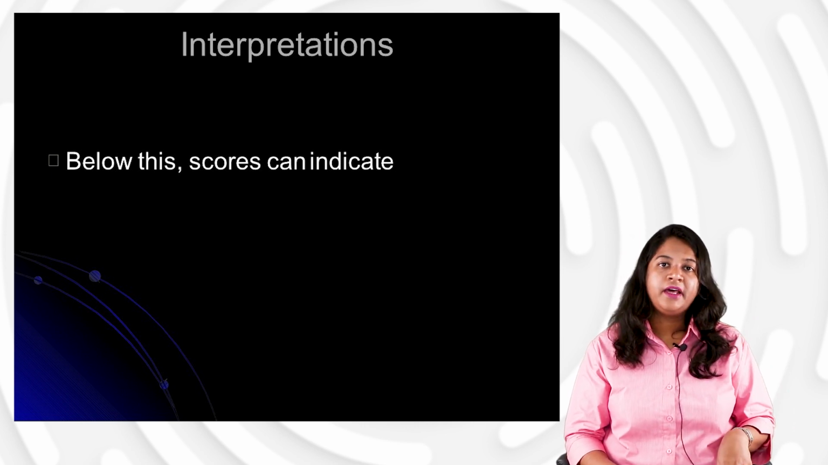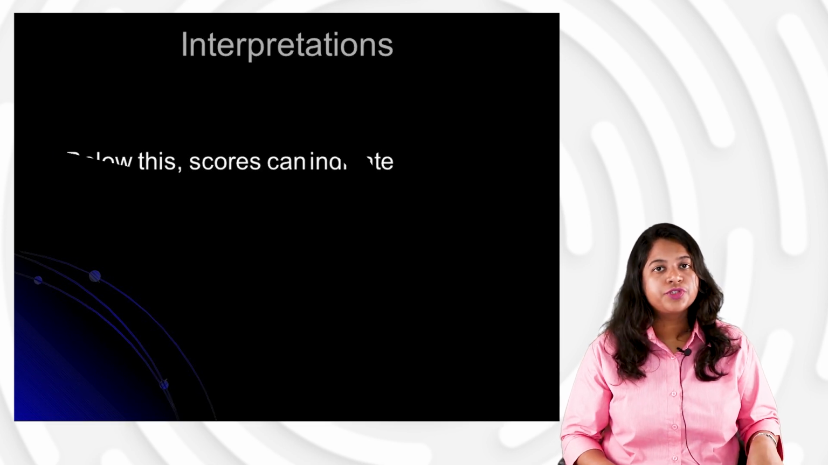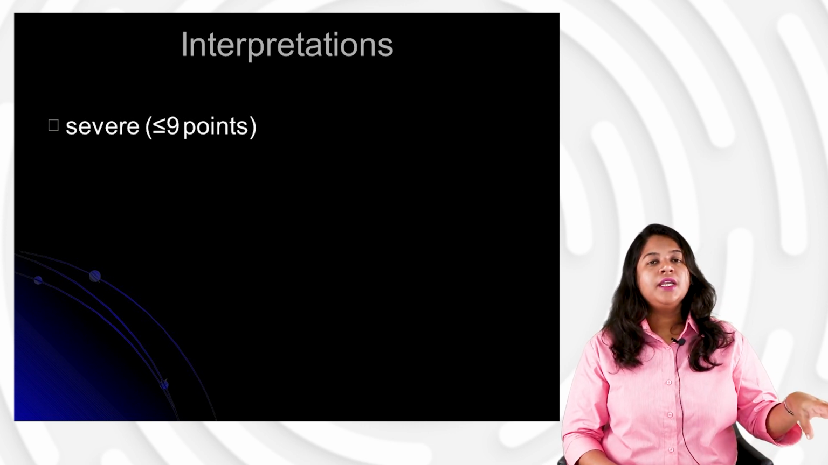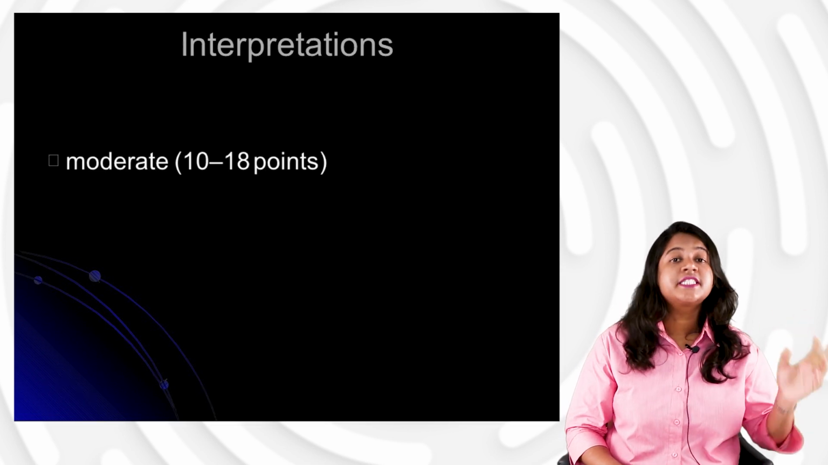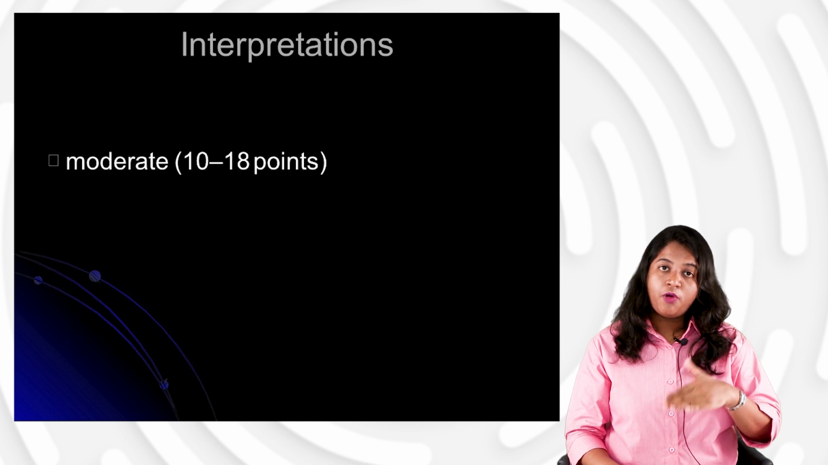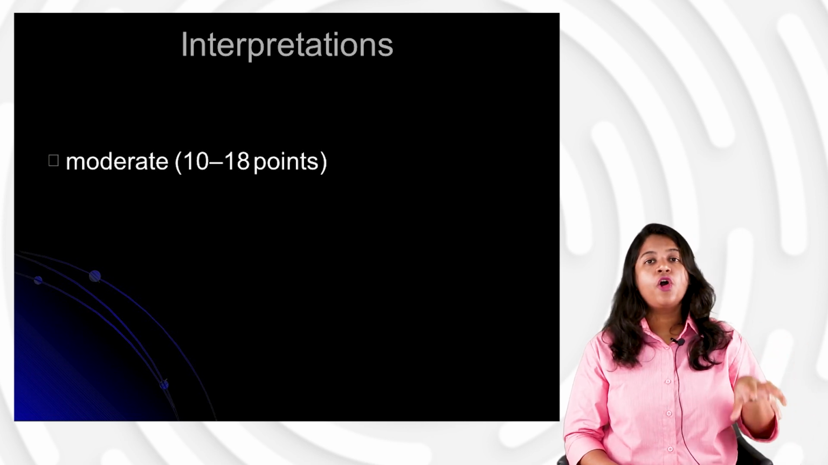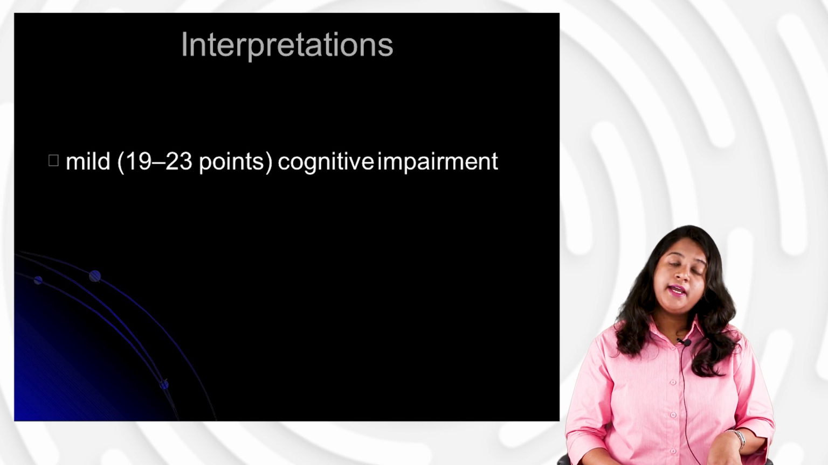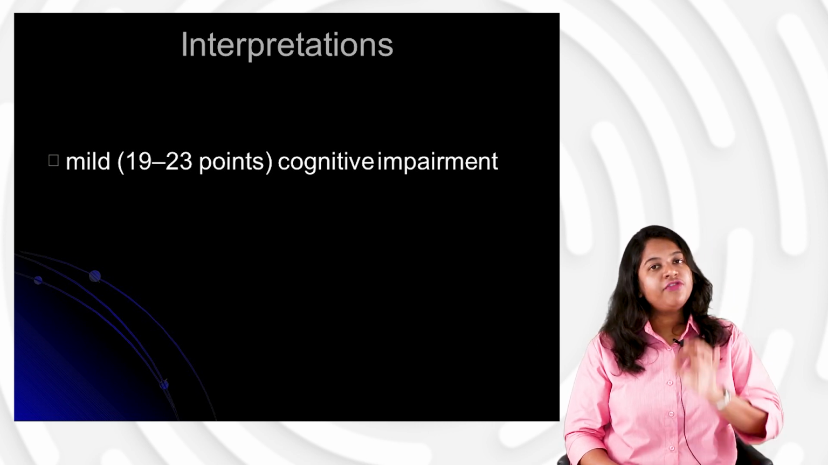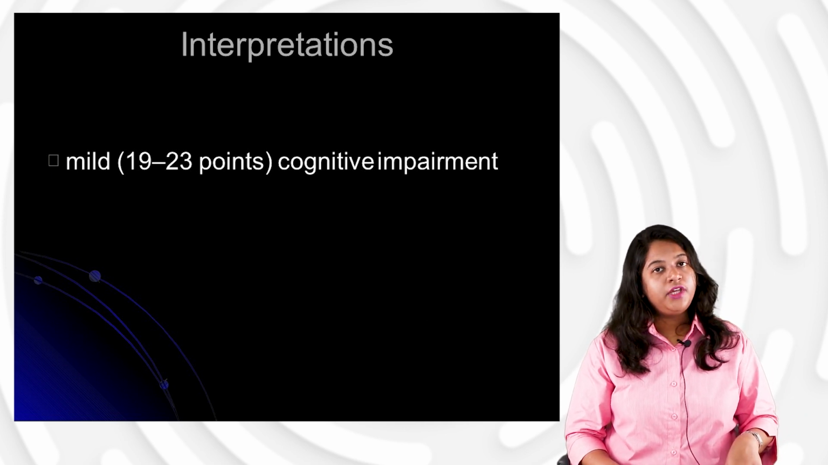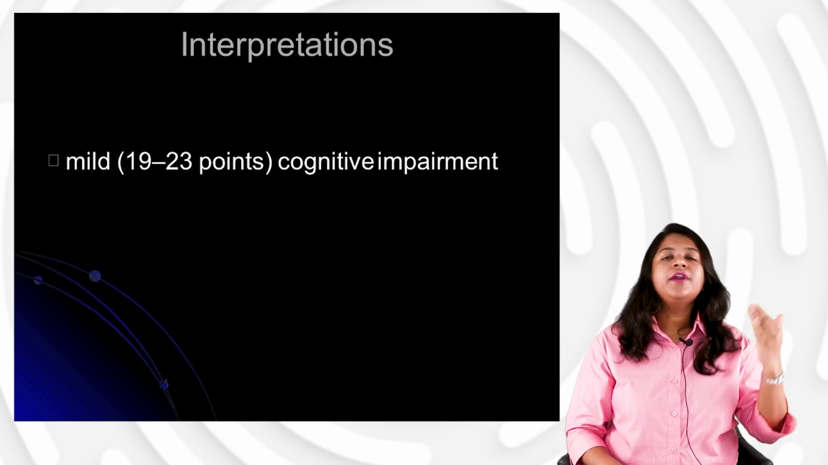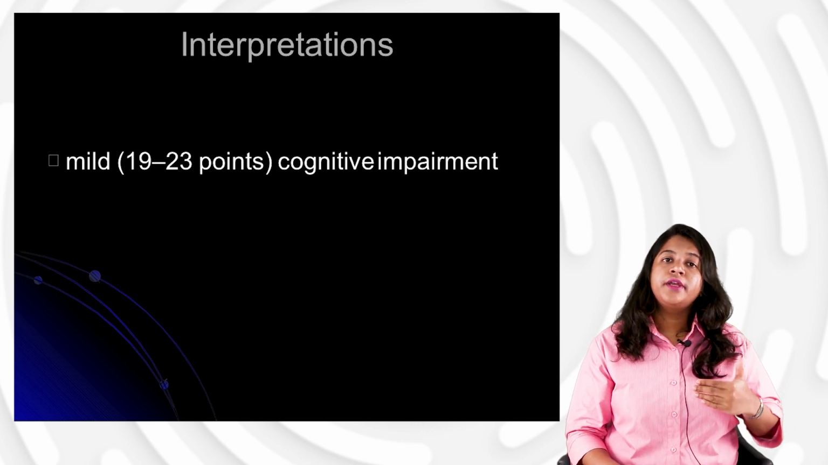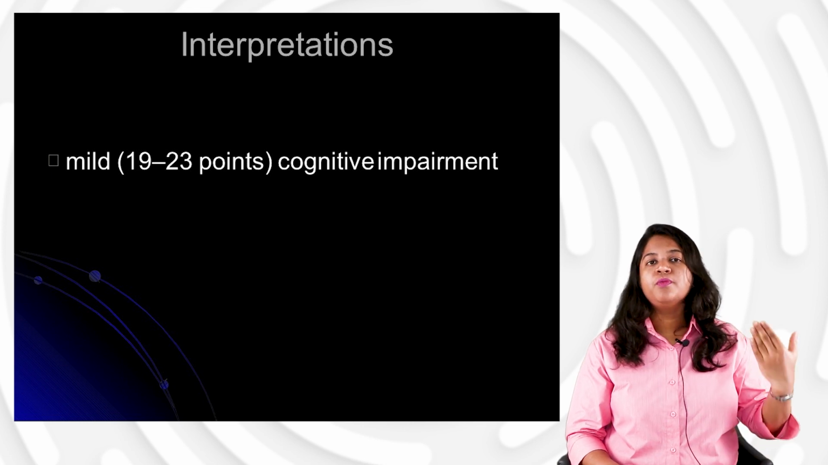The stages of impairment and how the scores are interpreted are as follows. If the patient scores less than or equal to 9, the cognitive impairment is severe. If the score is between 10 and 18, it is moderate cognitive impairment. If the score is between 19 and 23, the patient has mild cognitive impairment. So the normal score is 24 and above out of 30, and if the patient scores less than 24, you can categorize the impairment as mild, moderate or severe.